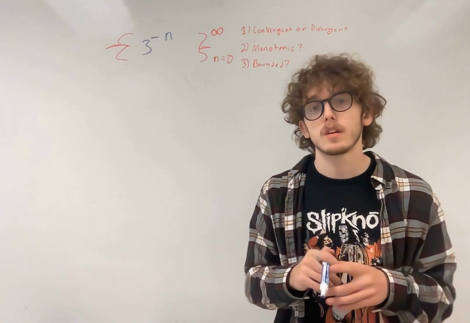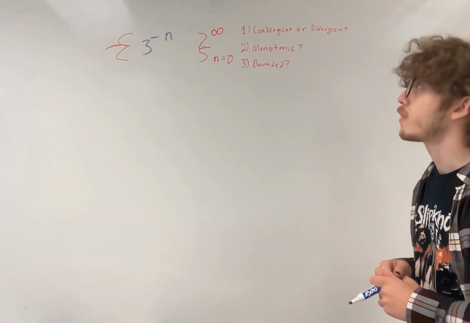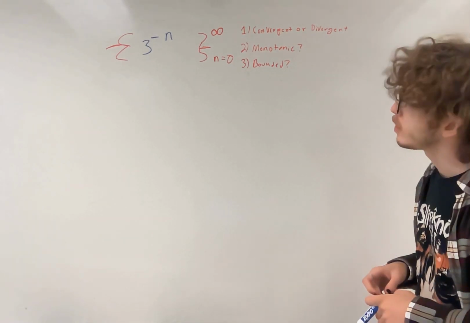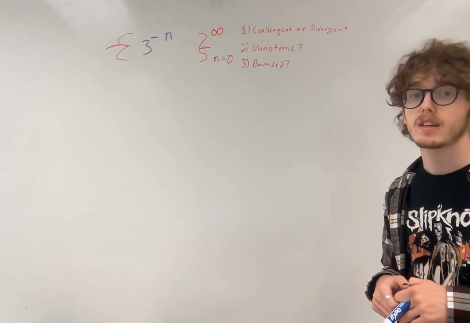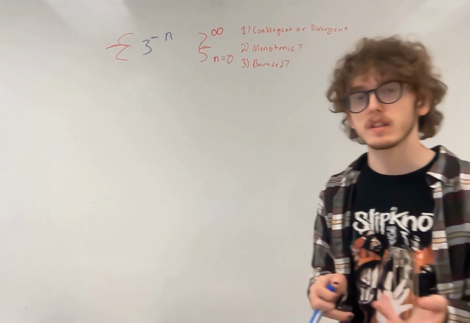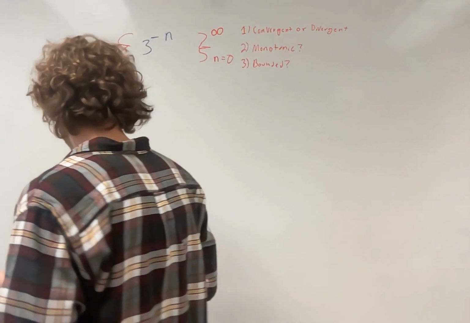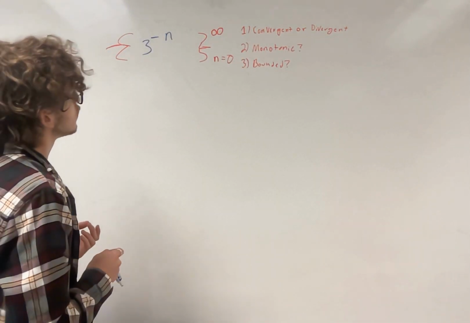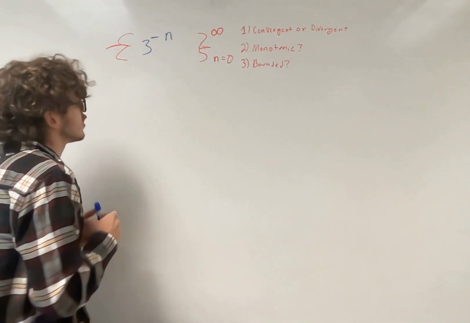So we are asked, for this problem, 3 to the negative n, is it convergent or divergent? Is it monotonic? And is it bounded for the sequence? So how do we go about solving this? Well, it's quite simple. First, for convergence, I actually want to rewrite this sequence to look a little nicer.